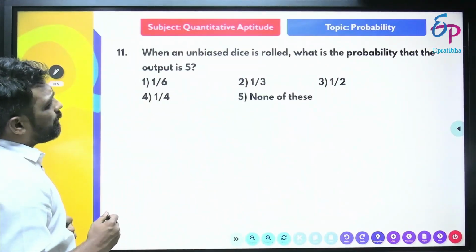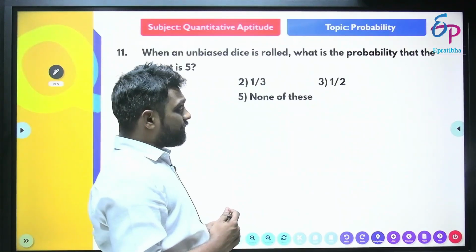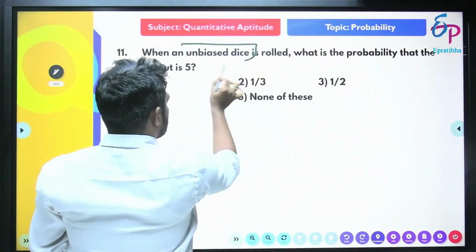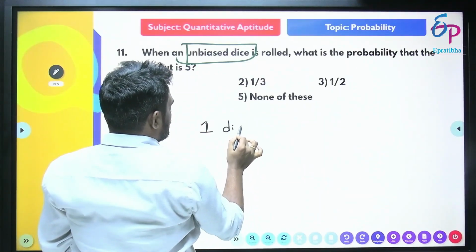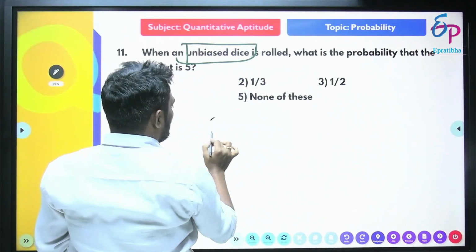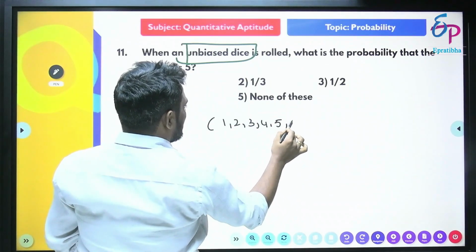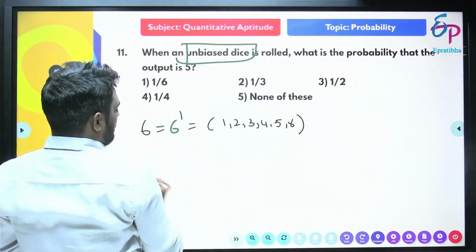Then, when an unbiased dice is rolled, what is the probability that the output is 5? How many dice are rolled? Unbiased die, a single die is rolled. One die. So how many outcomes in total? 1, 2, 3, 4, 5, 6. One die rolled, 6 to the power of 1, means 6 outcomes in total.